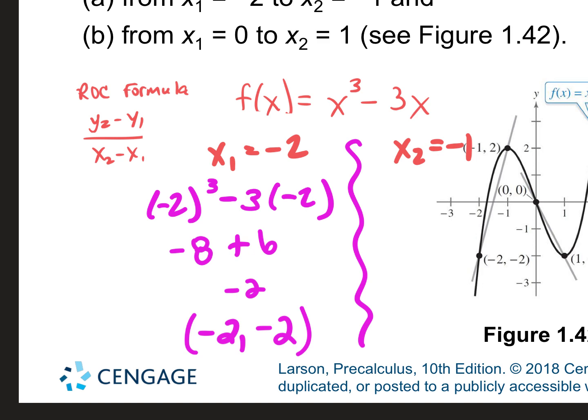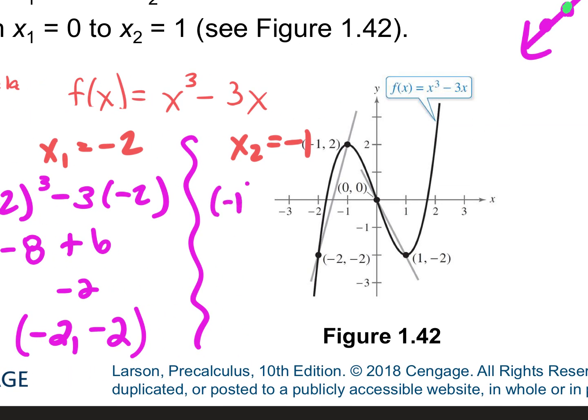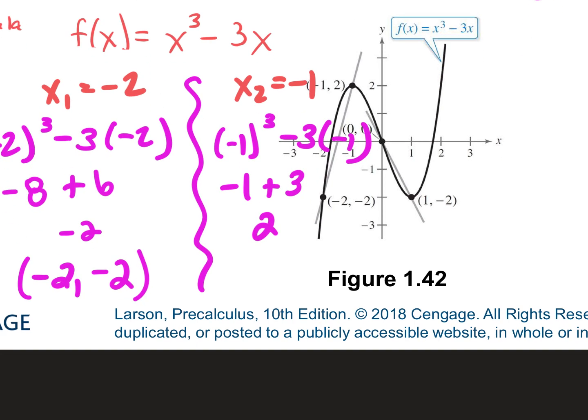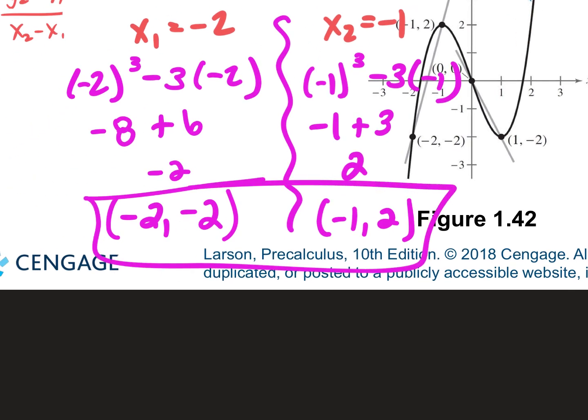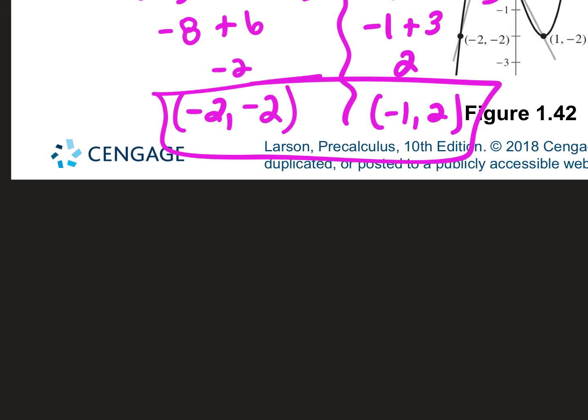Okay, I have a point. Now I'm going to plug in negative 1. I'm going to say, okay, negative 1 cubed minus 3 times negative 1. Well, what's negative 1 cubed? Negative 1 plus 3 gives me what? 2. Okay, so then I have this. I have negative 1 comma 2. Now, what do you think I do with these 2 points? I use the formula. They're going to give you an equation. You plug in the x values that they give you to find the y, and then you throw that in the rate of change formula.